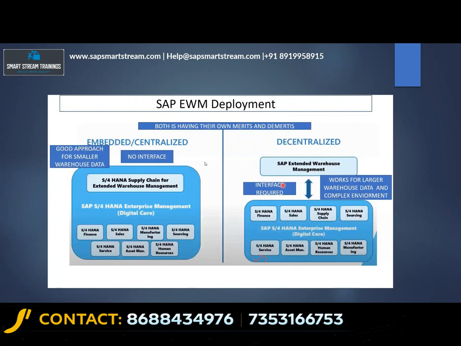Okay, what they have done is they have two S4 HANA systems. In one S4 HANA system, they are using all the legacy modules. In another, they are only using the EWM system. These two were connected, and that's how they were working.